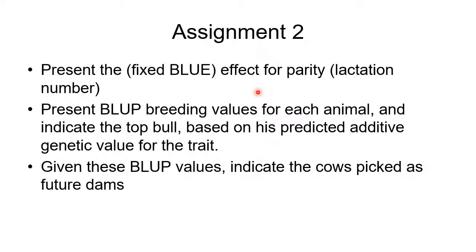Remember again, always start with the parents in constructing these matrices, and then you can indicate which bull will give you progeny with the highest breeding value for the trait, the 305-day milk yield, and also make your pick amongst these animals in terms of the cow with the highest breeding value for milk in this case.